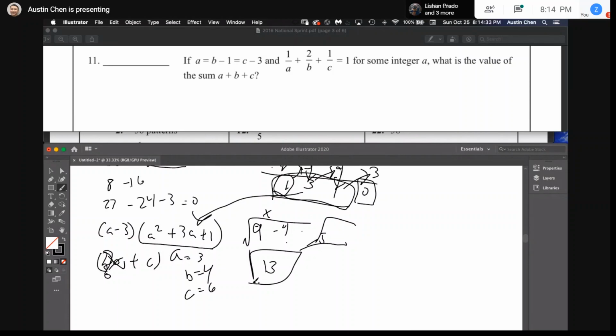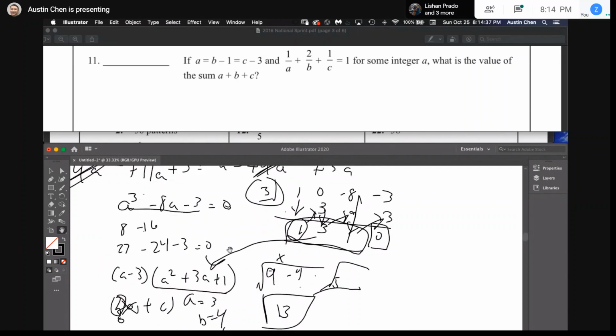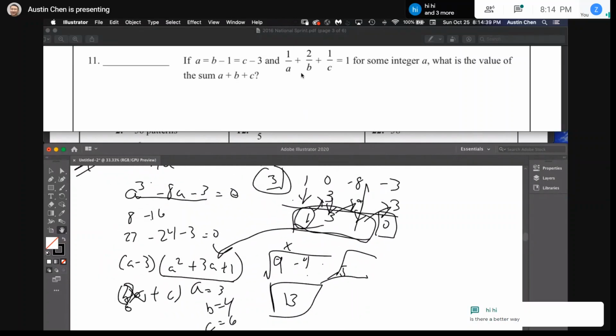Anything you want to say to this, Bill? Do you think there's a better way to do it instead of the way we did it? Yeah, that is the most straightforward way, I would say. The simplest way.